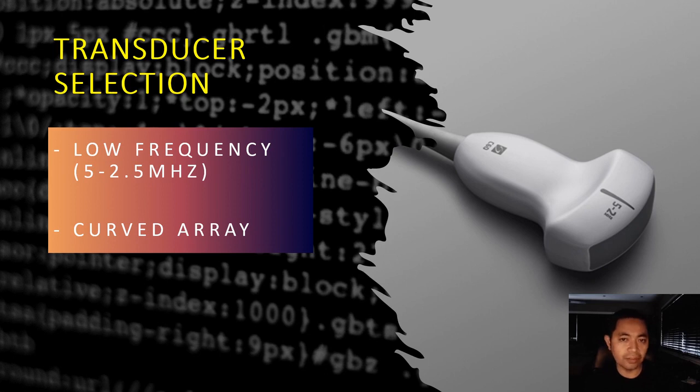Transabdominal ultrasound of the hepatobiliary system is best accomplished using a low frequency transducer, 5 to 2.5 megahertz, due to the depth of the structures in question. Preferably with a curved array, as they provide adequate tissue penetration while maintaining a broad-based view. Gain and time gain compensation and initial depth setting could then be optimized depending on the structure of interest.